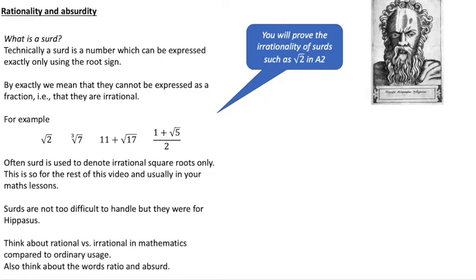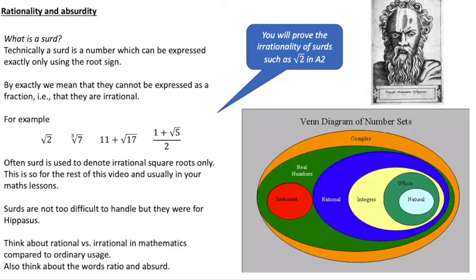And it's a very interesting thing to think about the rational numbers, so that's fractions, versus irrational numbers in mathematics, and the way we use that word compared to the way we use it in ordinary language, and also thinking about the words ratio and absurd. And all this sort of links into thinking about numbers as a whole. And so we have this Venn diagram of number sets.